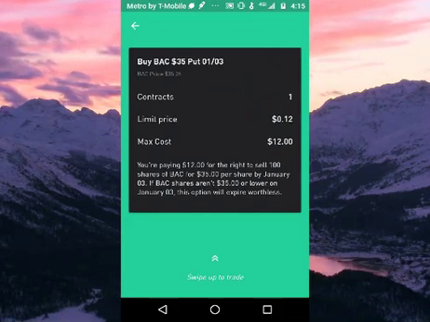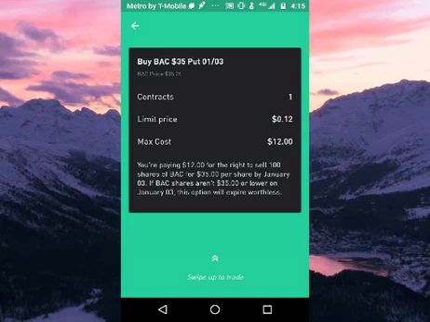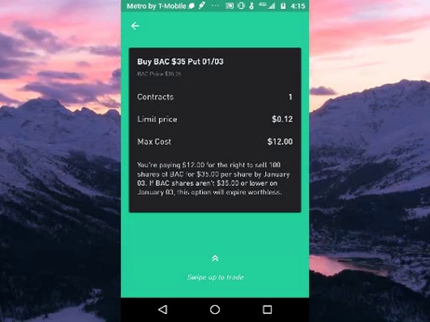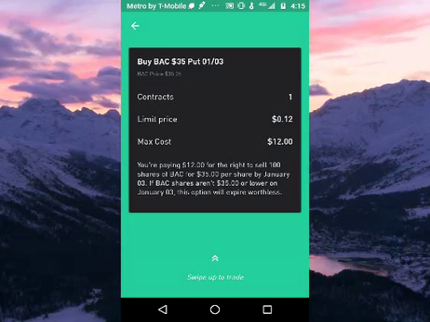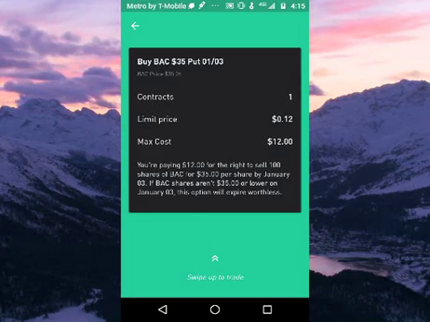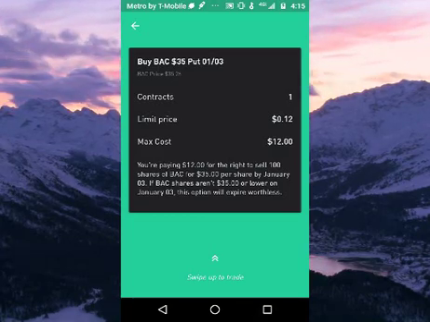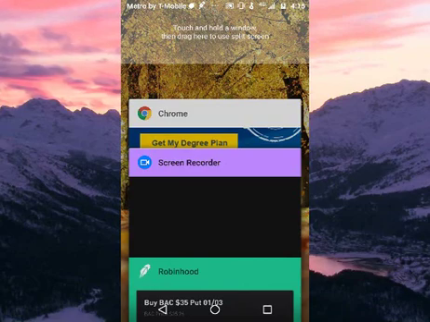Another tool that you can use is you can go to Options Profit Calculator to see exactly your chances of profit as time goes by. Let's go to Options Profit Calculator.